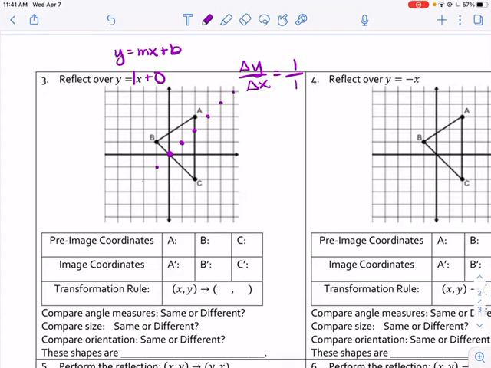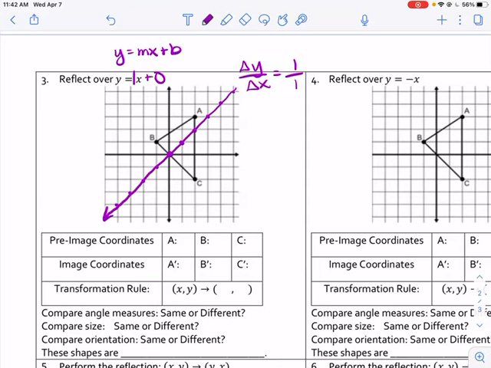Now, you can also just know that it is the line where all the coordinates on that line are going to be identical. Like this is 1, 1, and this is 2, 2, because y equals x. So there's our line. We drew it. Now we need to reflect over that line, and this part's going to be a little hard because we're going to be working with diagonals.